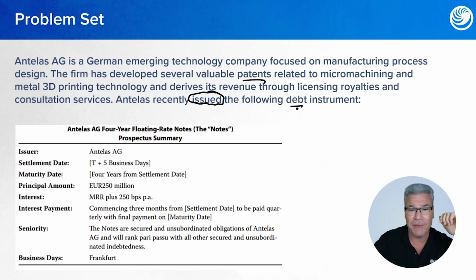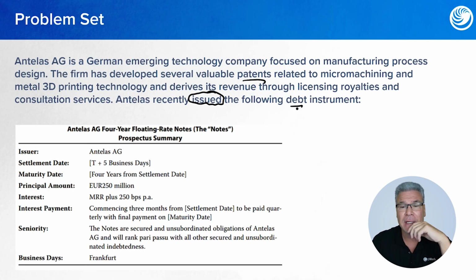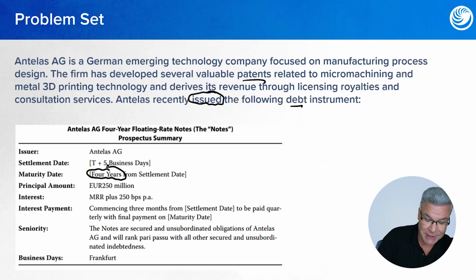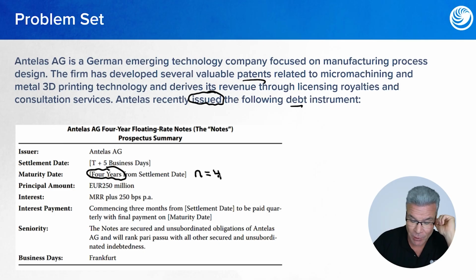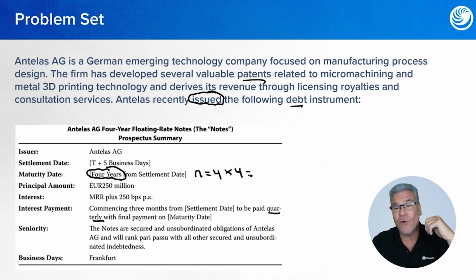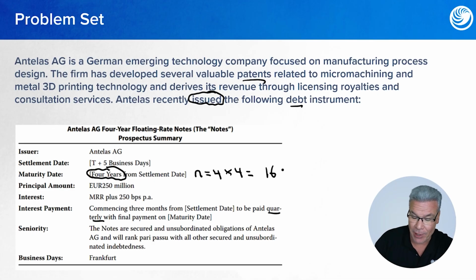So here we go. We have the name of the company, settlement date, maturity date. So we've got 4 years now. Very important: N is equal to 4, but I want to be mindful of how often we're paying the coupon. So the first thing I'm doing is scanning: how often are we paying the coupon? We're paying it quarterly, so 4 times per year. So actually 4 times 4, 16. That's our number of periods, number of quarters.